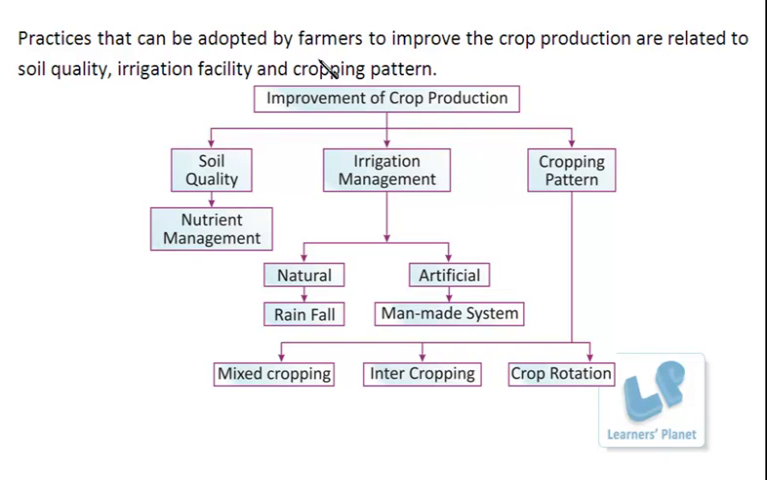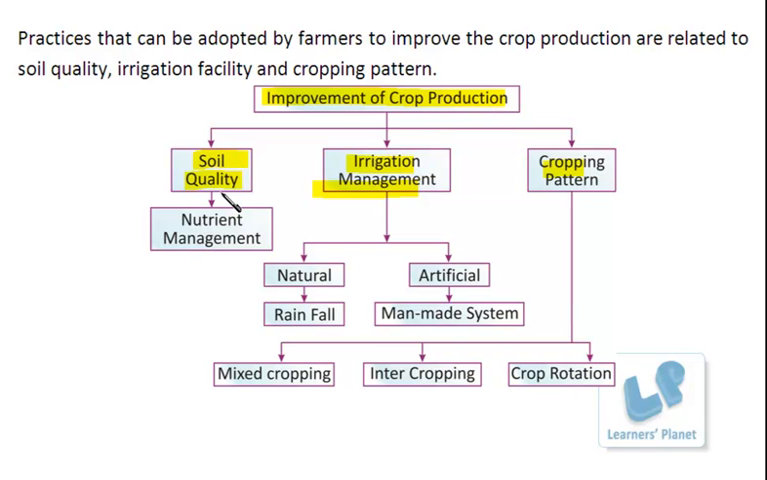In these modern practices or modern technology, improvement of crop production is related to three different things. And what are those? They are soil quality, irrigation management, and the cropping pattern. So efforts are made with respect to these three things. And when these things are managed, definitely the production is increased.